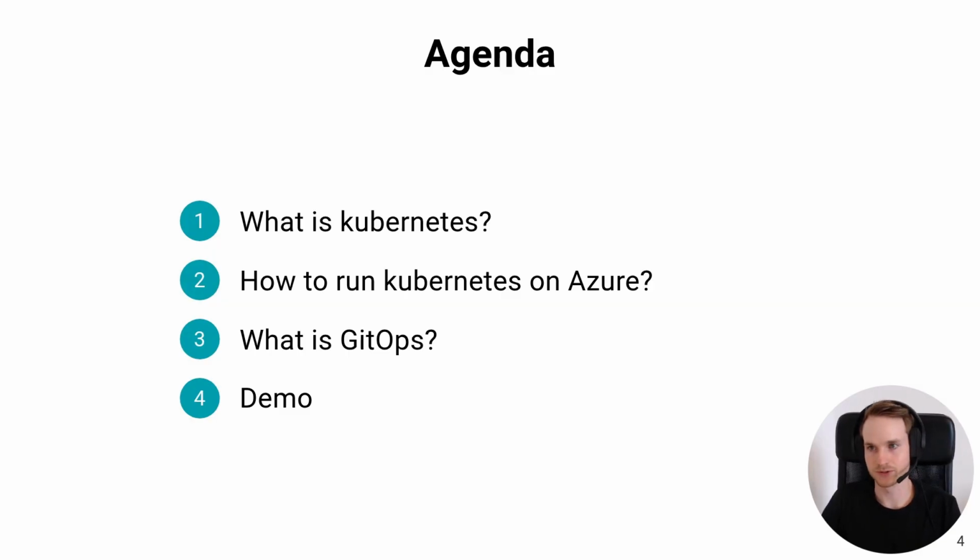So what is the agenda for today? I first give a high-level introduction about what Kubernetes actually is. Then I will share how you can run Kubernetes in Azure. And then we go to the most important part. What is GitOps? What does a GitOps process look like? And how can we actually implement it using ArgoCD? Last but not least, I will showcase everything in a demo setup with a demo application. So let's jump right into it.